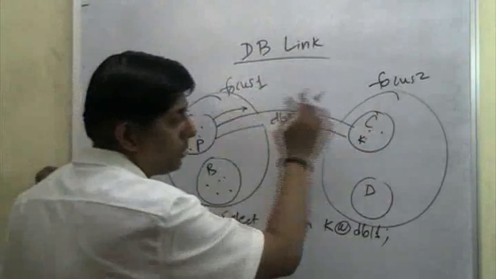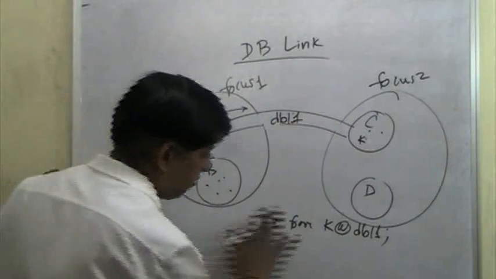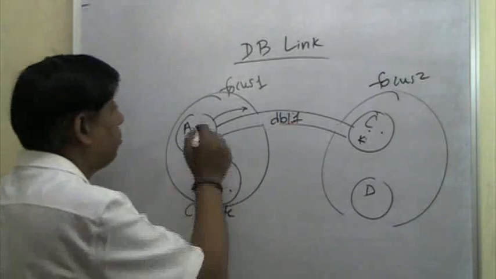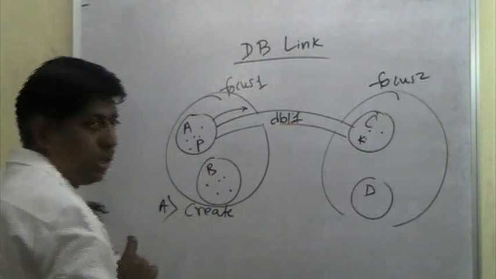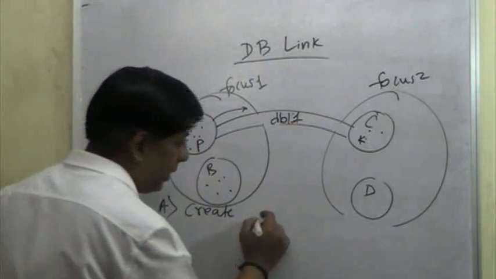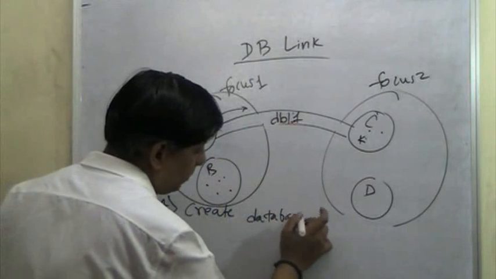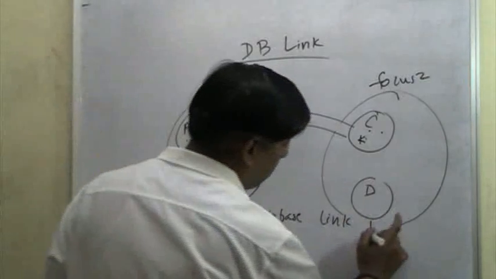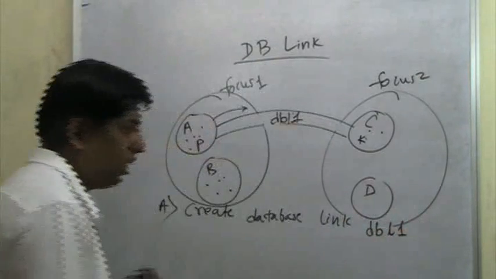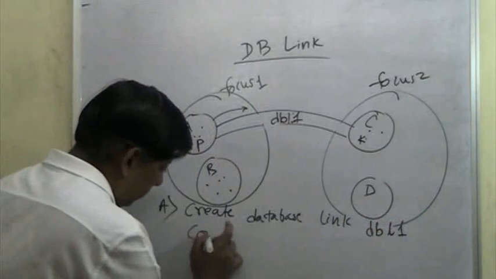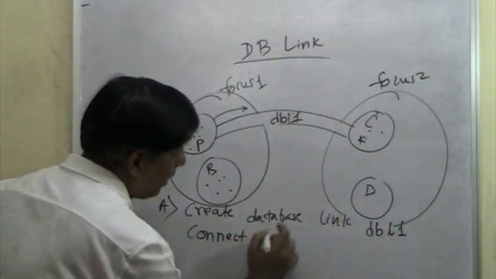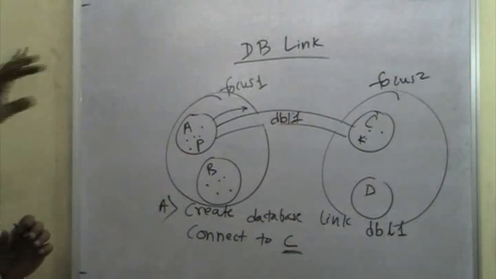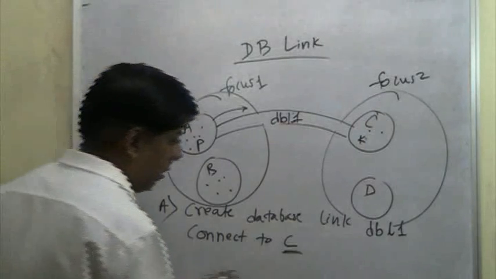So how is this tunnel, how is this DB link created? That is what our main interest is. The command is very simple. The command is create. Now, who will execute this command? User A will execute this command. Create database link, and the name of the link, in our case it is DBL1, connect to, this is all one command, connect to C. C is the name of the user that we are trying to connect to.